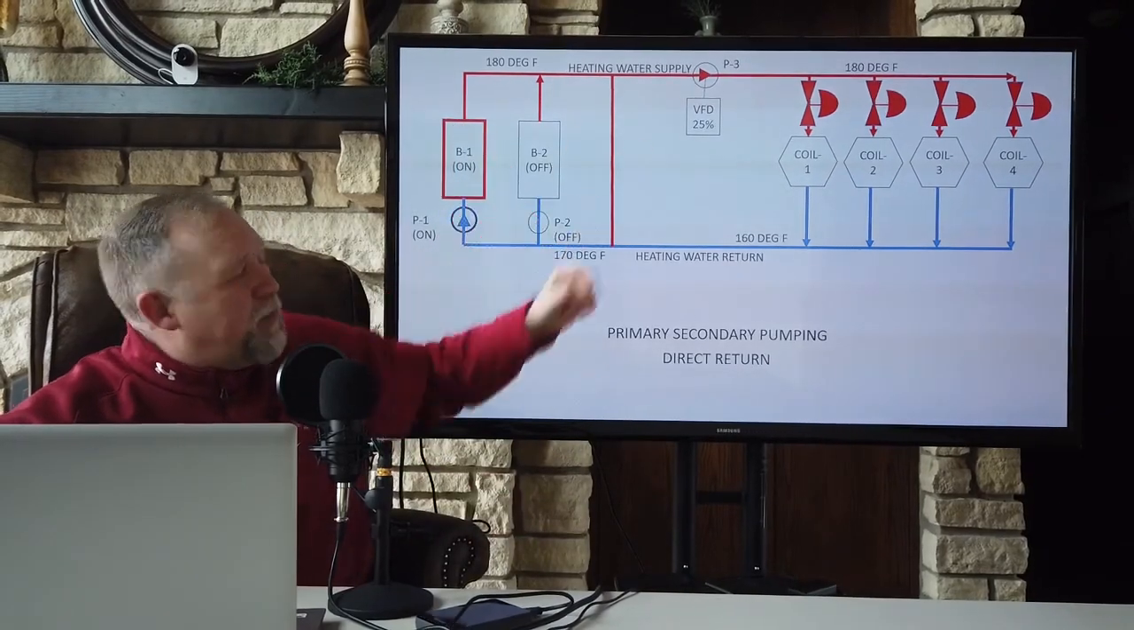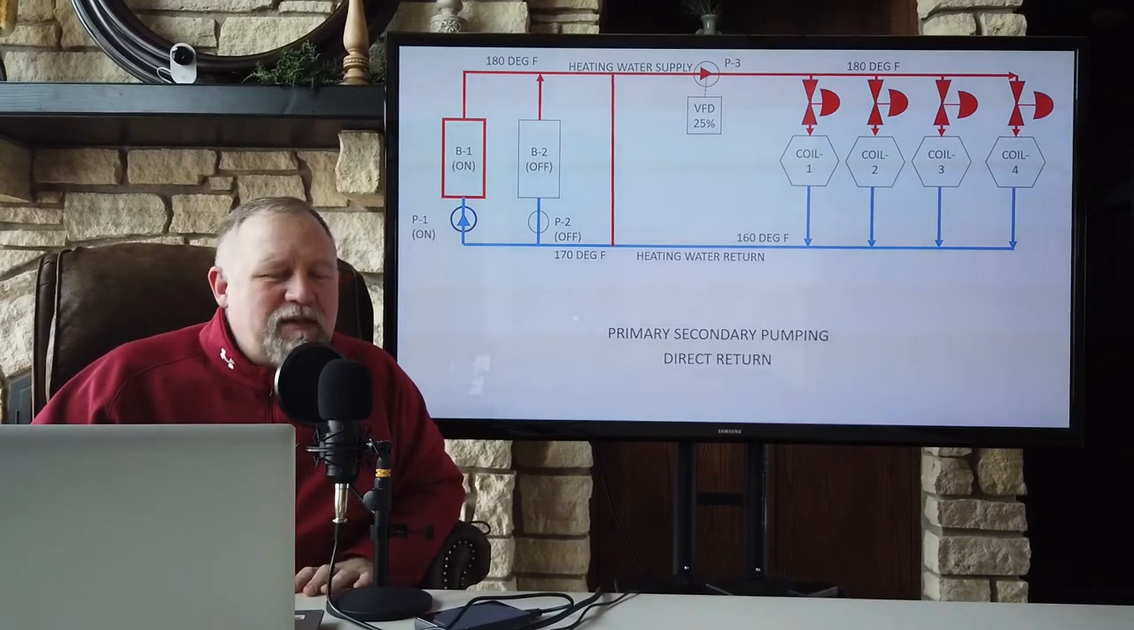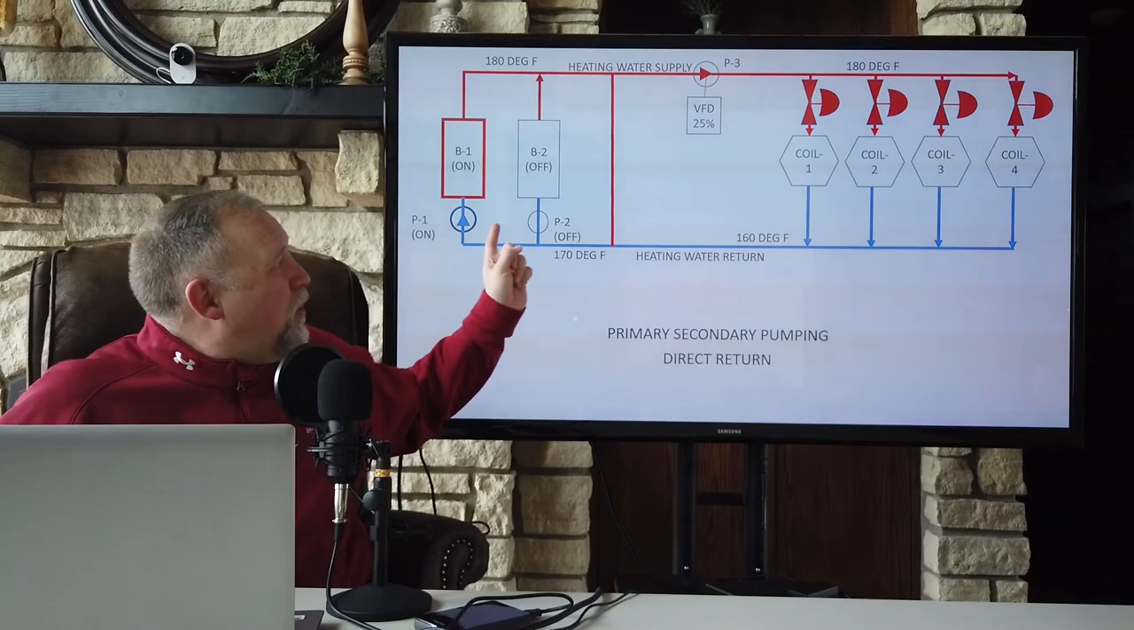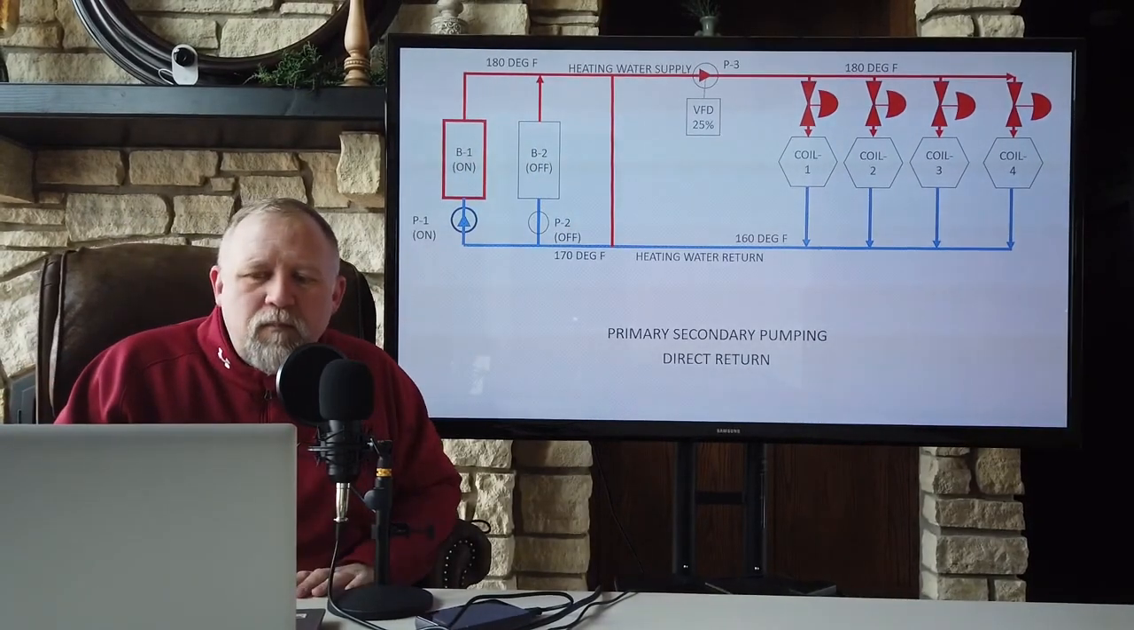Well, what happens to the temperatures? The heating water supply is a constant 180 degrees. That should always be a constant. If the boilers are sized properly, their controls are going to keep the outlet temperature at 180 degrees.